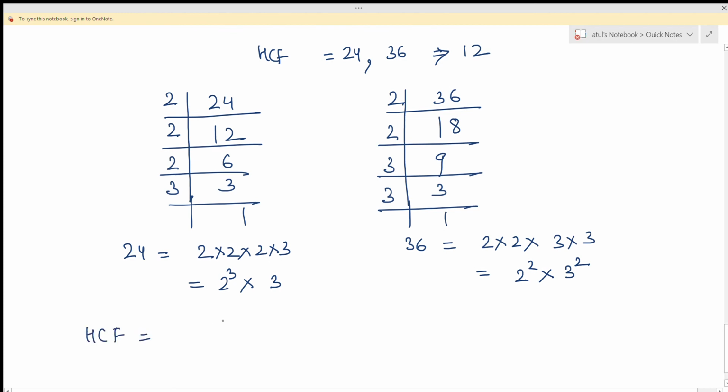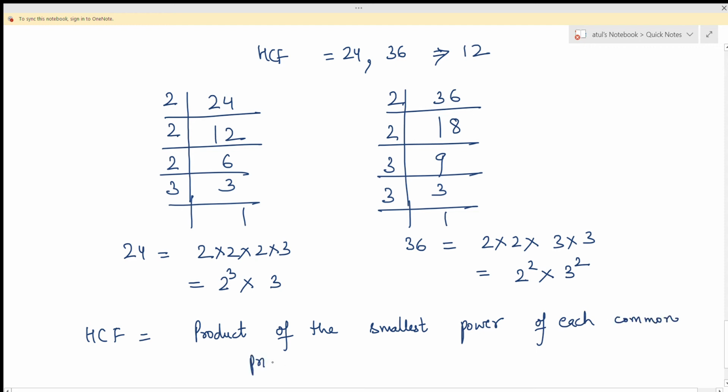So HCF will be equal to the product of the smallest power of each common prime factor in the number. So HCF is the product of the smallest power of each common prime factor in the number.